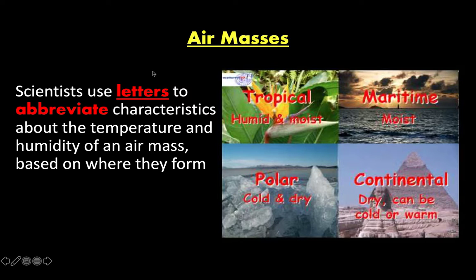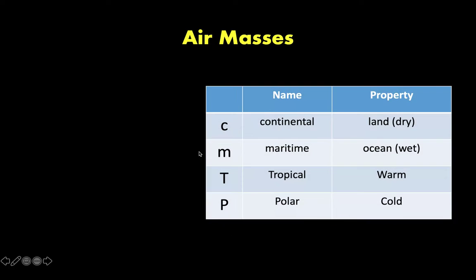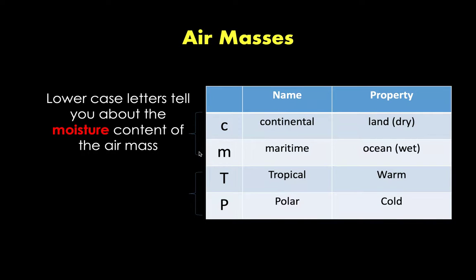So to describe these air masses, we use letters to talk about the humidity and the temperature of where these air masses form. So the naming convention, I want you to throw everything you know out the window. We are actually going to start with our lowercase letters in this case. Lowercase c means continental, which means it's forming over land. So it's going to be low moisture, low humidity. It's going to be dry.